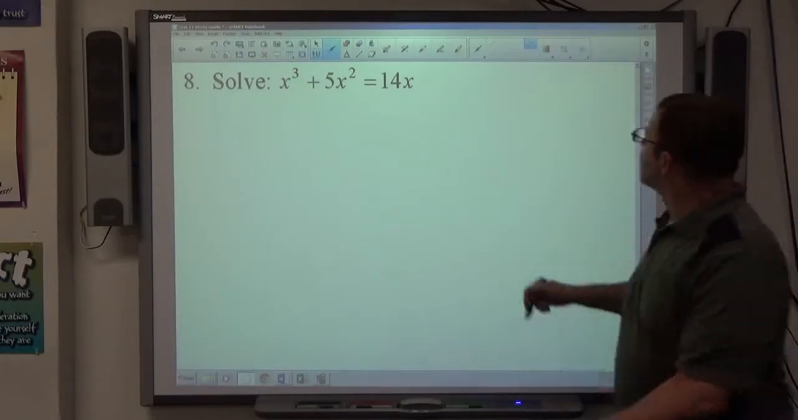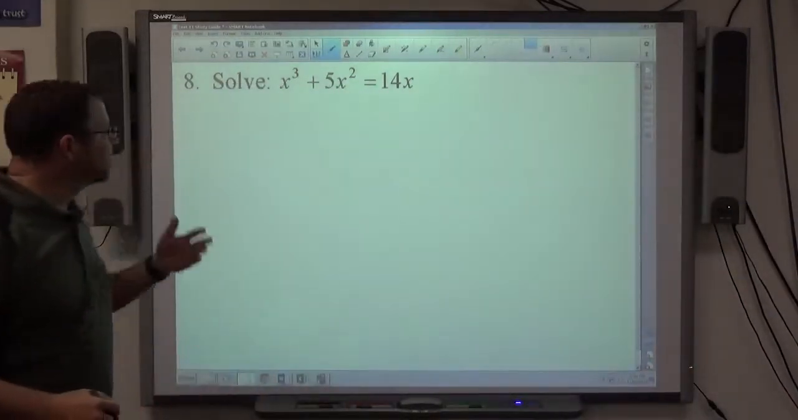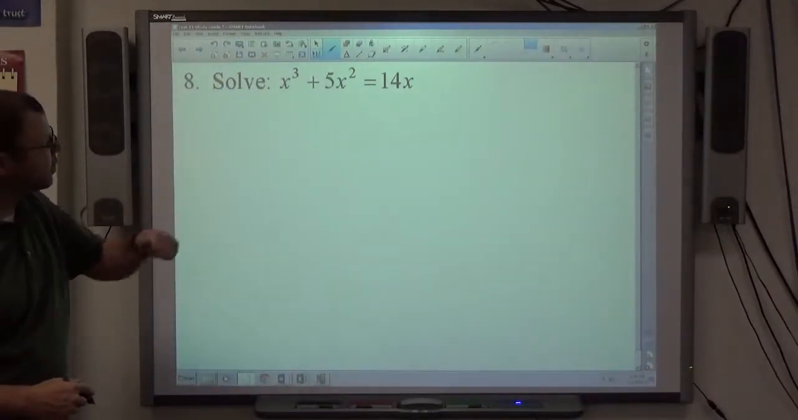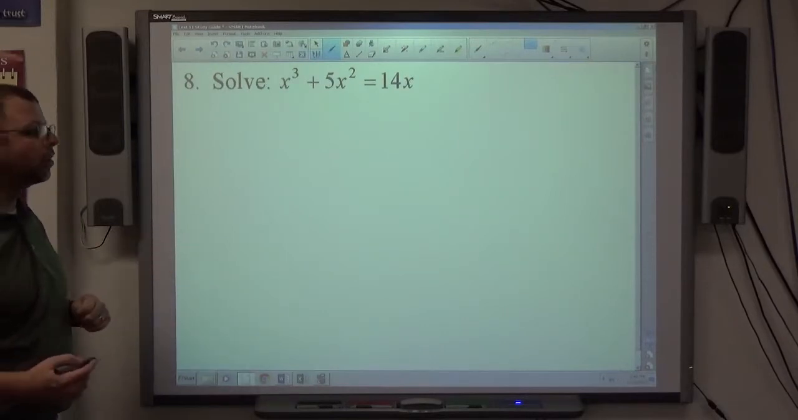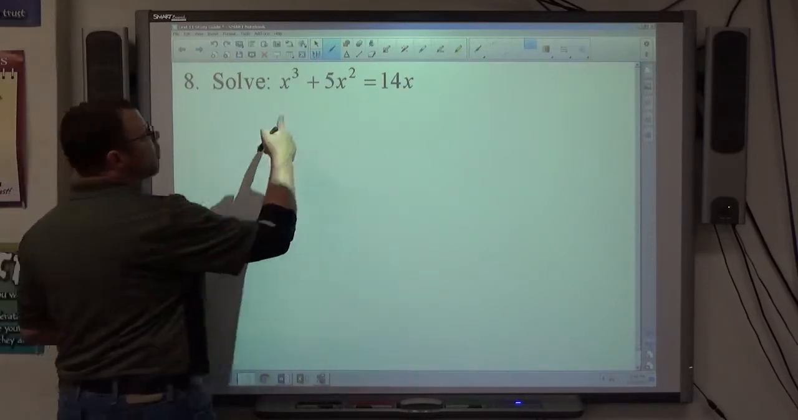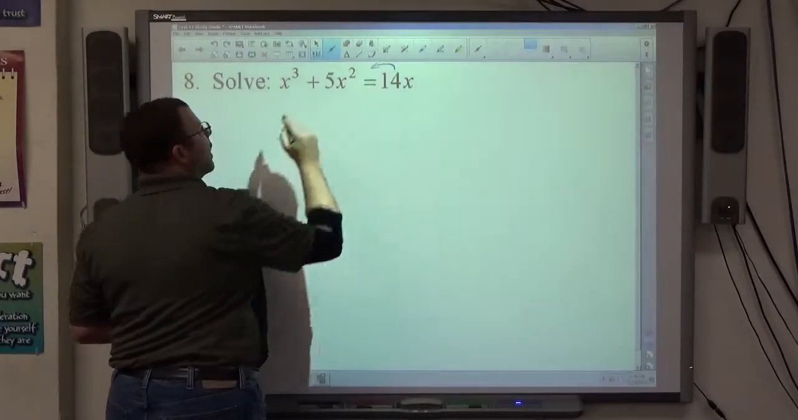Number 8, same deal, solve. It's a polynomial function. I see x to the third, x to the second, x to the first. I like descending order equal to 0. I like the highest power positive. So I'm going to get the 14x moved over to the left.